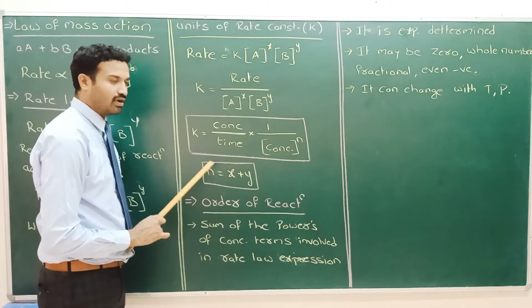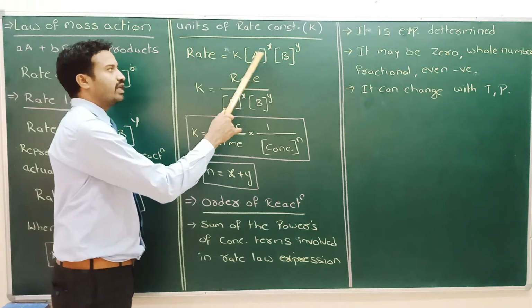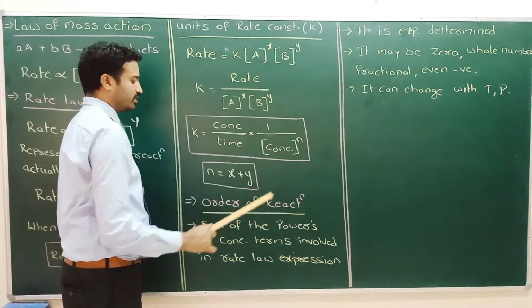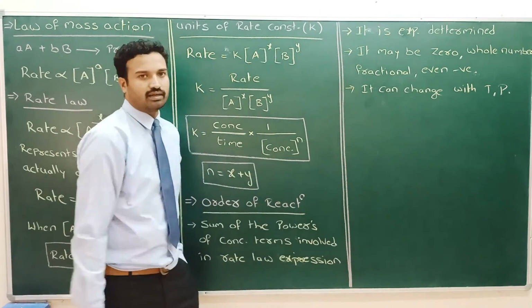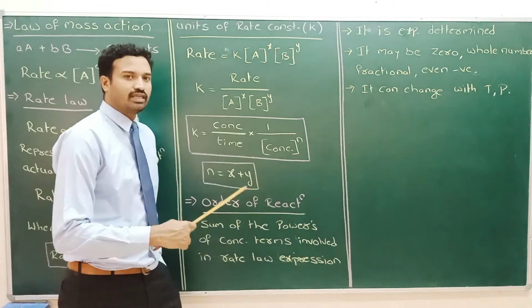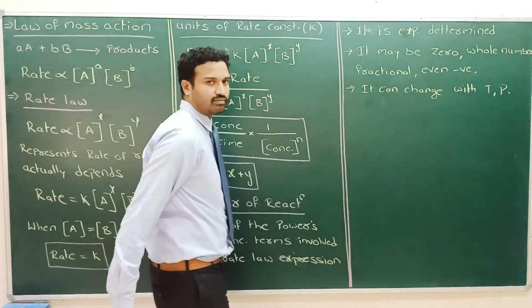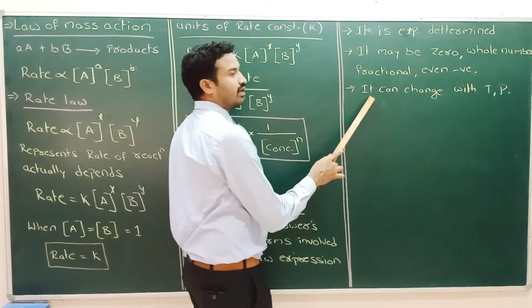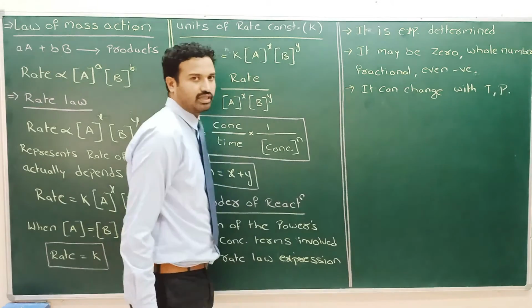The definition of order is the sum of the powers of concentration terms involved in the experimental rate equation. X plus Y is called the order of reaction. It is from experimental data. This order of reaction may be 0, may be fractional, may be a negative value also. Next, this order will change with the temperature and pressure.